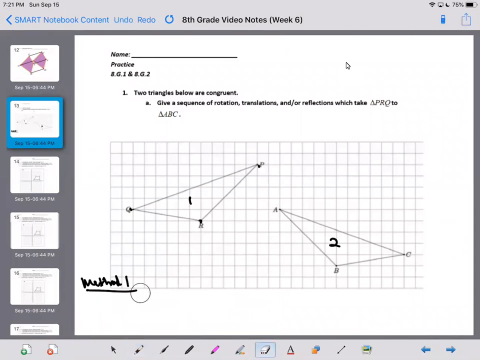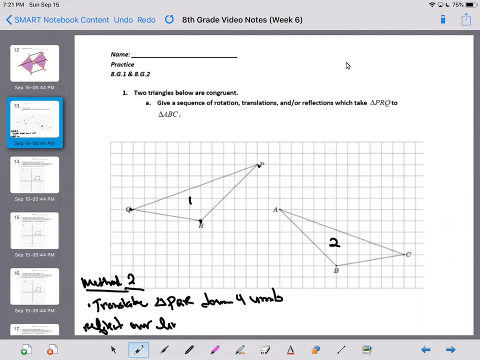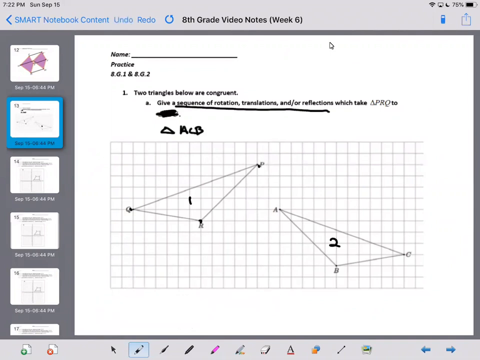So let's look at method 2. We could say that we're just going to translate triangle PQR down 4 units, but then reflect over line M. So we would do the same thing, draw line M. And in this case, we're going to shift it down 1, 2, 3, 4 units, but then do the reflection in that sequence. And then let's look at method 3.